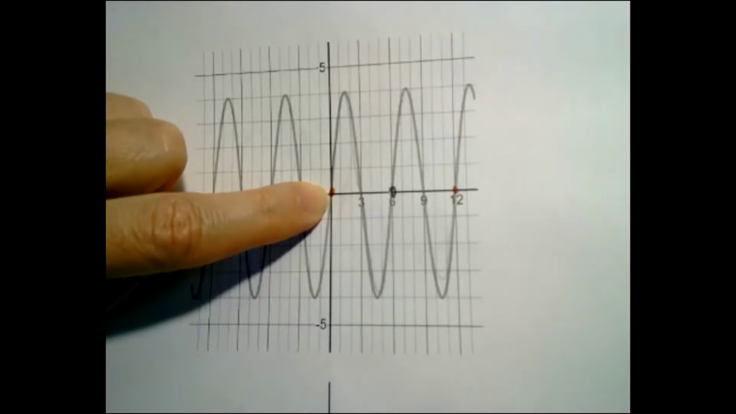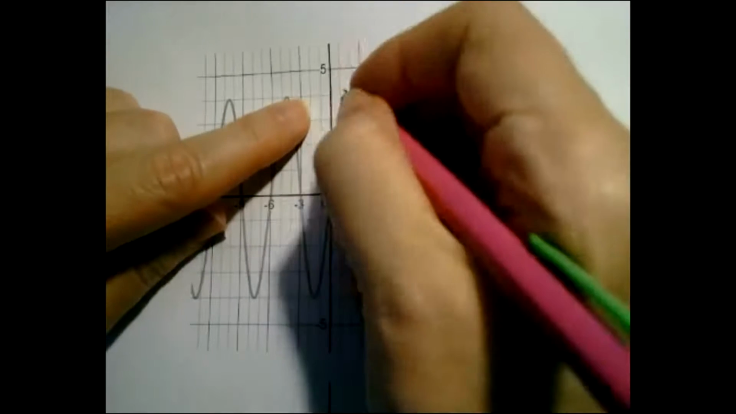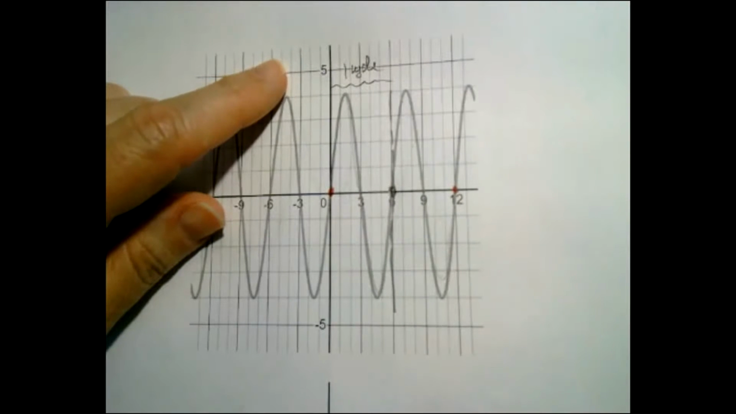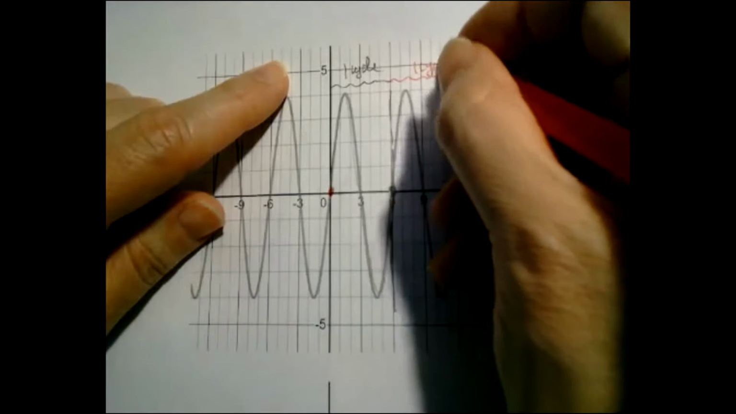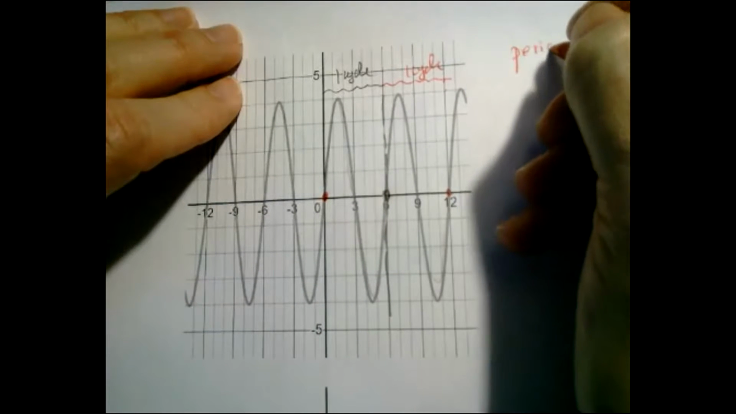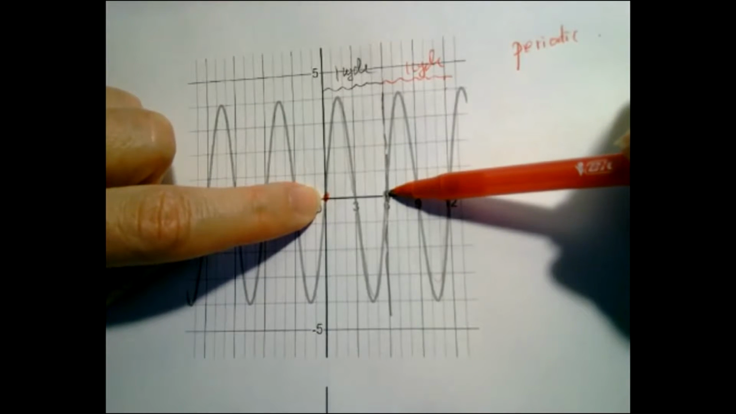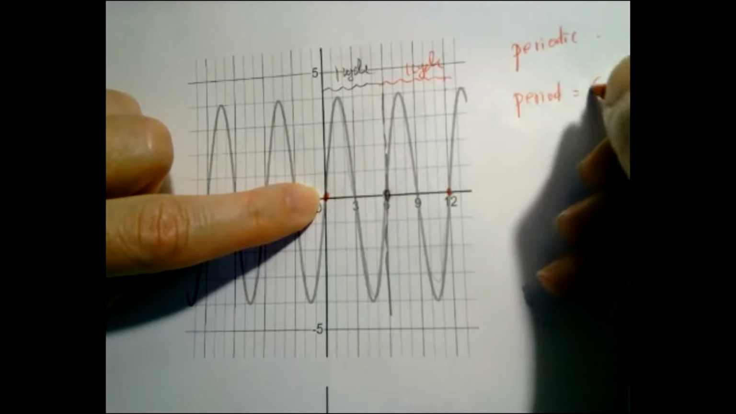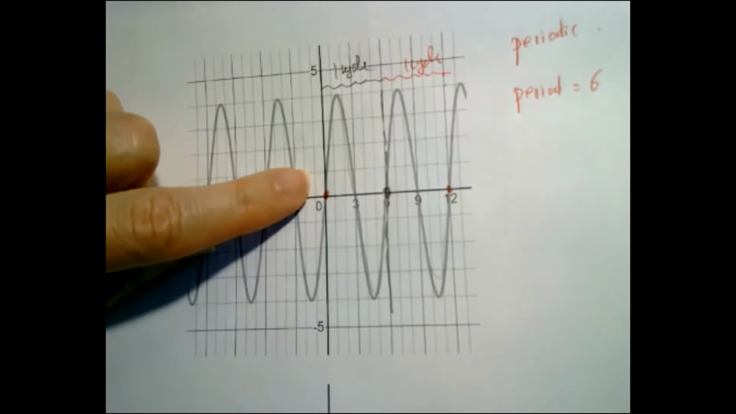So up to here, from here to here, I have one cycle. And then after that, up to here, that's another cycle. The values start repeating themselves. So this is periodic. And what's the period? The period is how long it takes to finish a cycle. So the period here is 6. That's a periodic function. Very good.